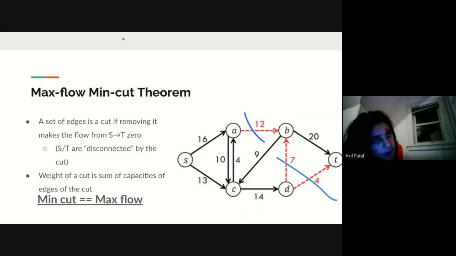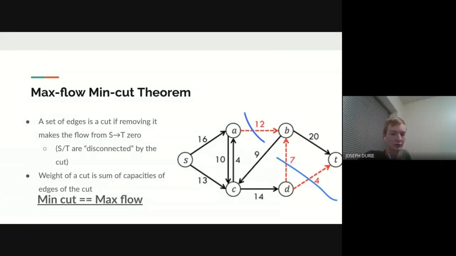23. And there's a theorem called the max flow min cut theorem, which says that the weight of the min cut is equal to the weight of the max flow. It's not super rigorous, but that kind of makes sense, right? Because the amount of total capacity you have to remove to get the flow down to zero, in the best case, is going to be the amount of flow you have.